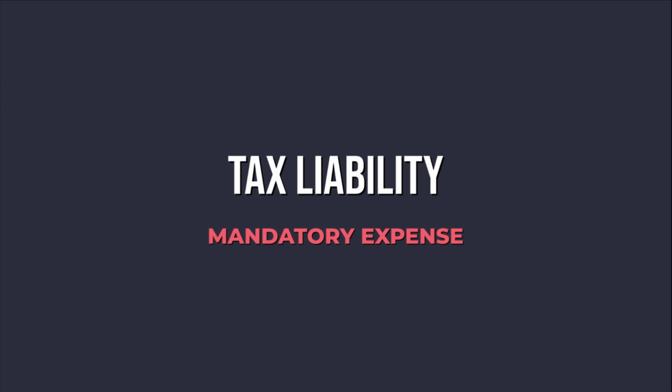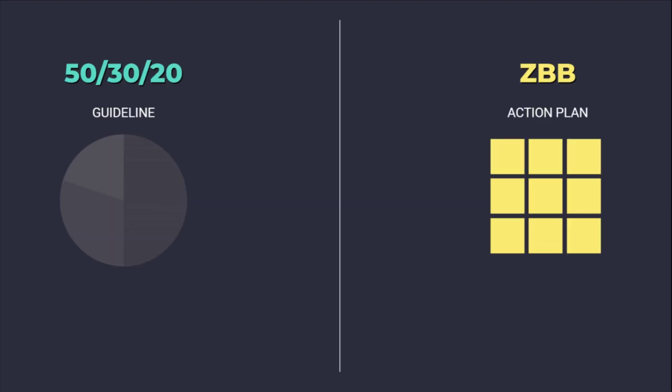Self-employed individuals must also budget for estimated quarterly tax payments within their ZBB structure, treating the Internal Revenue Service liability as a mandatory expense category funded monthly. Traditional percentage-based budgets, like the 50-30-20 rule, are descriptive guidelines, not prescriptive action plans. They suggest where money should go, but do not enforce the allocation of every dollar. ZBB is fundamentally different because it is a forward-looking, mandatory assignment system.